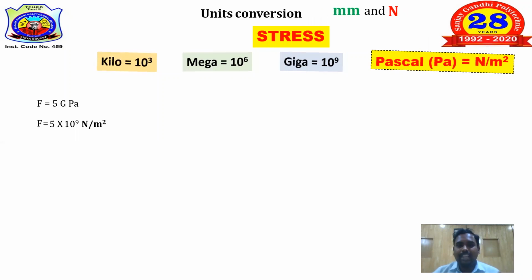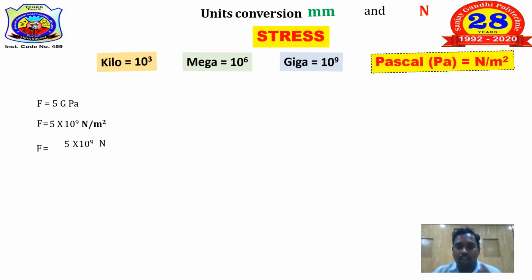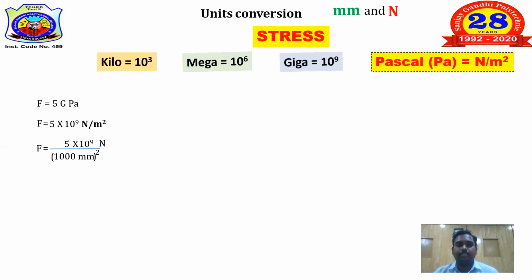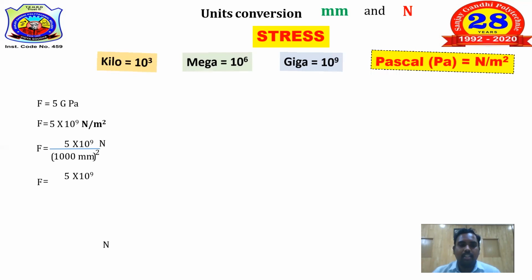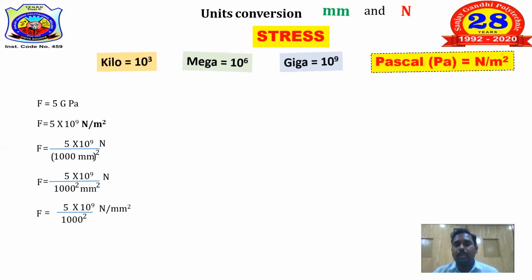Again, you observe the second step. There is a meter, so there is a need of conversion. So F as it is, equal as it is, 5 into 10 power 9. After 10 power 9, I have a Newton. Put Newton as it is. After Newton, I have a slash. After the slash, I have a meter square. In place of meter, I'll put 1000 mm, then I'll put a square. On removing the brackets, I'll get 1000 square mm square. Now I'll separate Newton per mm square from the simplified part. So this is what I'll do, Newton per mm square.